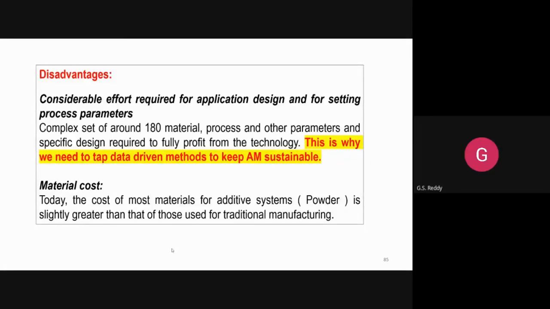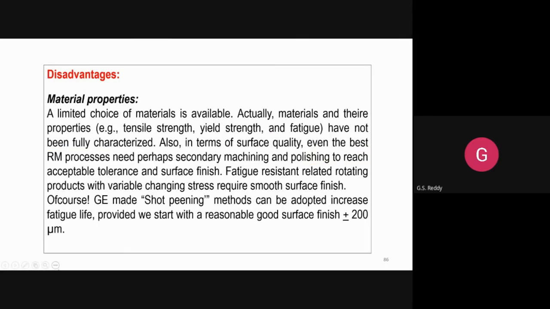Material cost. Today, the moment you say it's for additive manufacturing, the material cost is higher because not many people are asking for it. The other materials which are generally used for automobile manufacturing are very inexpensive. So this is why we need to tap data-driven methods. Today we need to find more materials so that the cost can be brought down.